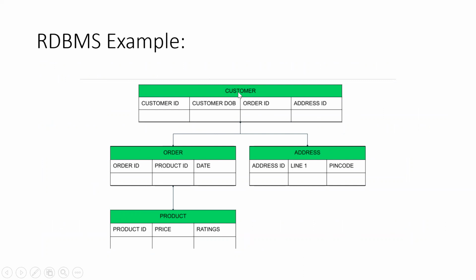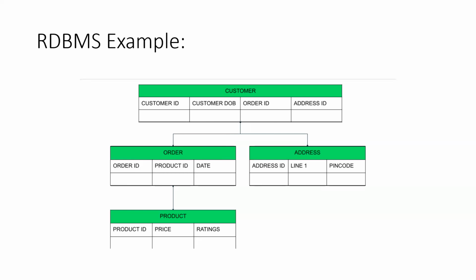But I'm not only storing this data, I'm keeping some relationship between the tables. How am I setting the relationship? You can see there are common columns. In the customer table we have order ID, and in the order table we have order ID. If we have common columns, we can set up a join between tables and retrieve information from one table to another.